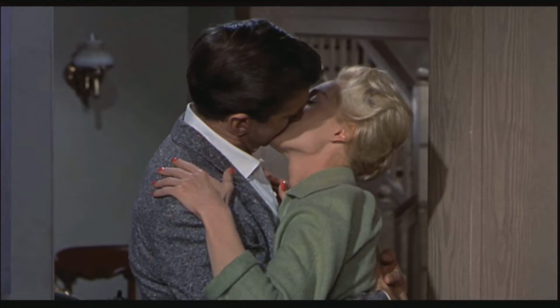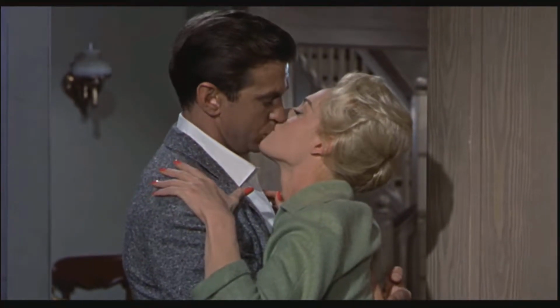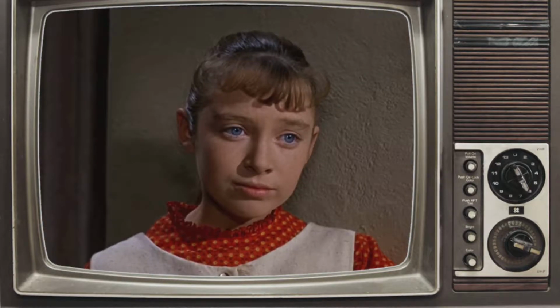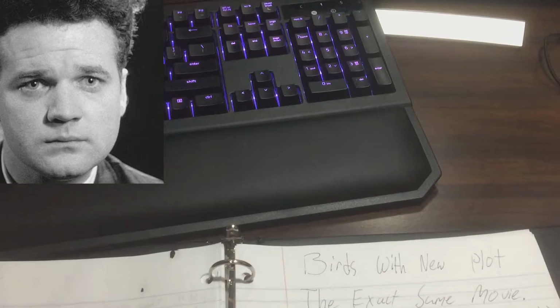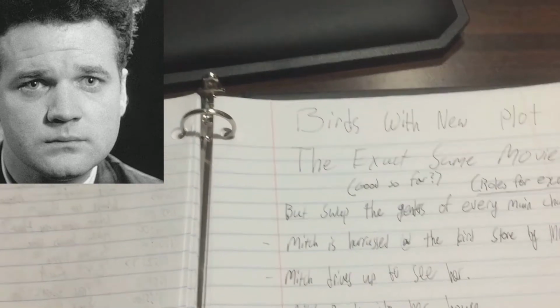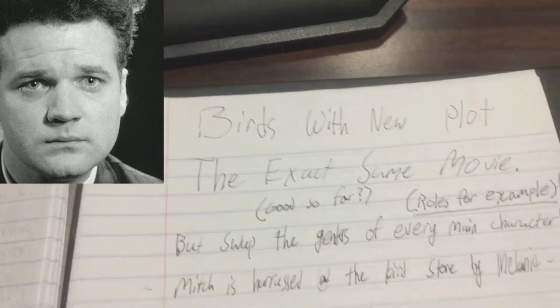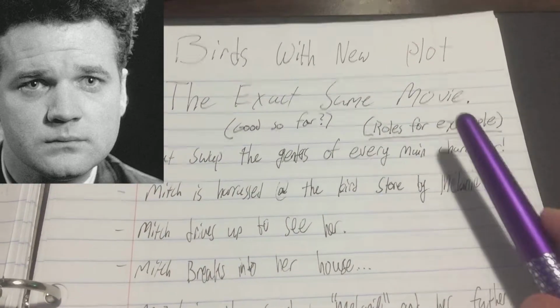Why... Okay, so since there is clearly a generation gap, let me explain it another way. I doubt it would make much sense, but go on ahead. What do you have there? So, I went ahead and rewrote the plot. How does this sound? The exact same movie... Good so far. But just swap the genders of every main character.